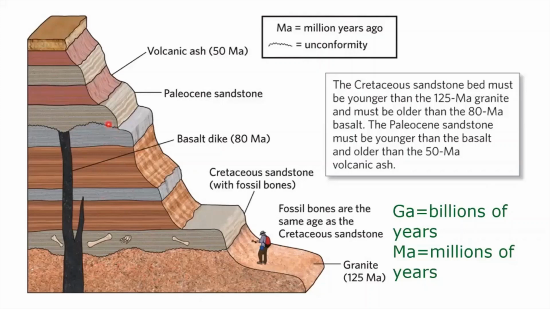Now, at the top of this, we see a disconformity. Remember, those are the hardest to discover in the field, and then a nonconformity. And above that, we have a Paleocene sandstone and a volcanic ash that's 50 million years old. And so we are able to constrain the age of this sandstone between 80 and 50 million years old.